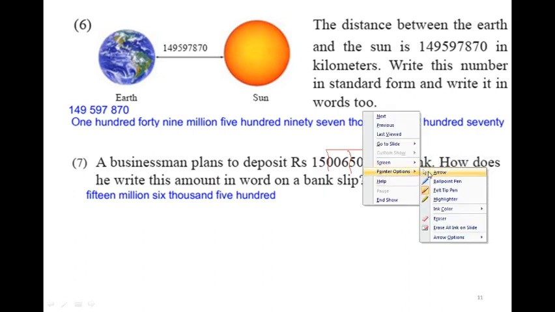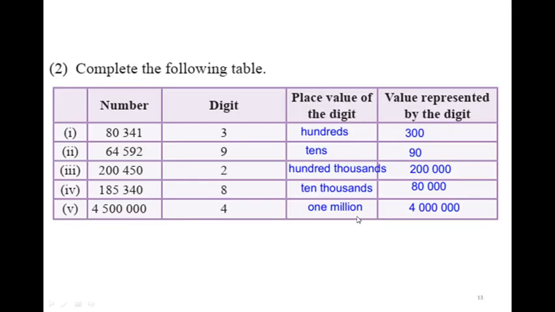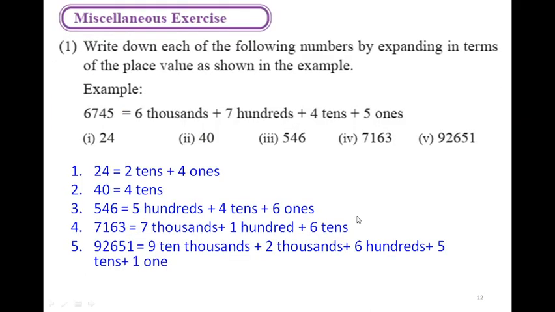Let's change to the arrow. Now we have to do some more miscellaneous activities. So what is the first one? Write down each of the following numbers by expanding in terms of the place value as shown in the example.